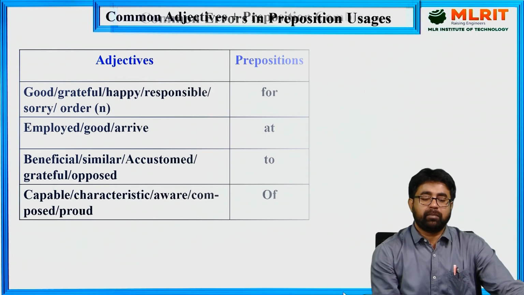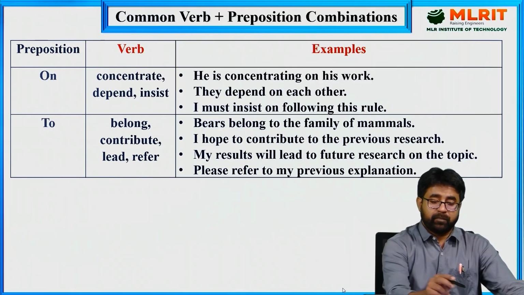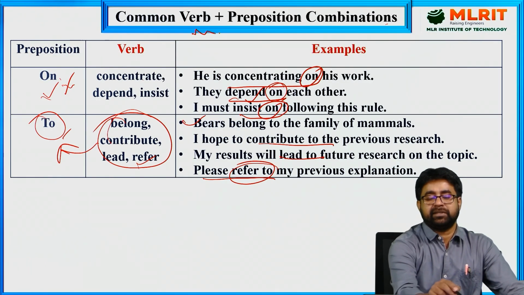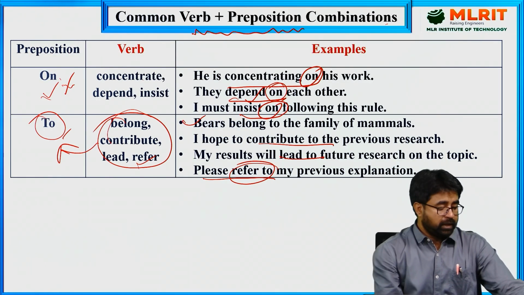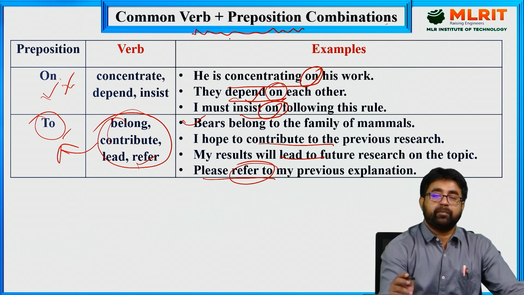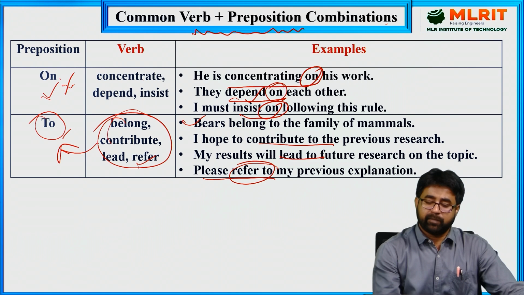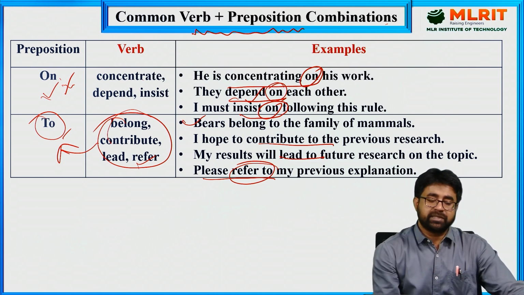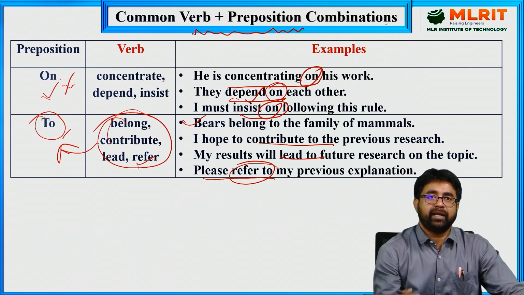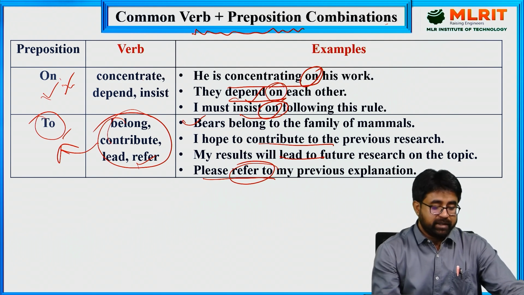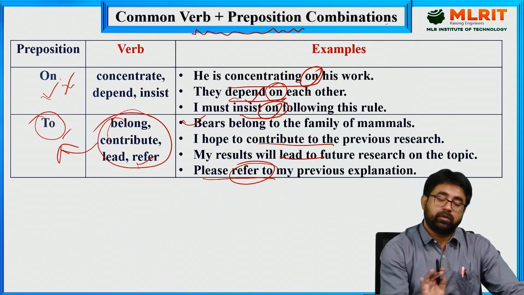We did talk about certain common verb and preposition combinations. We talked about around 8 to 10 common verb and preposition combinations, and there are many other prepositions also. I know we'll not have time to discuss all of them, but these prepositions are the ones which we use very commonly, right? So I did talk about those prepositions.